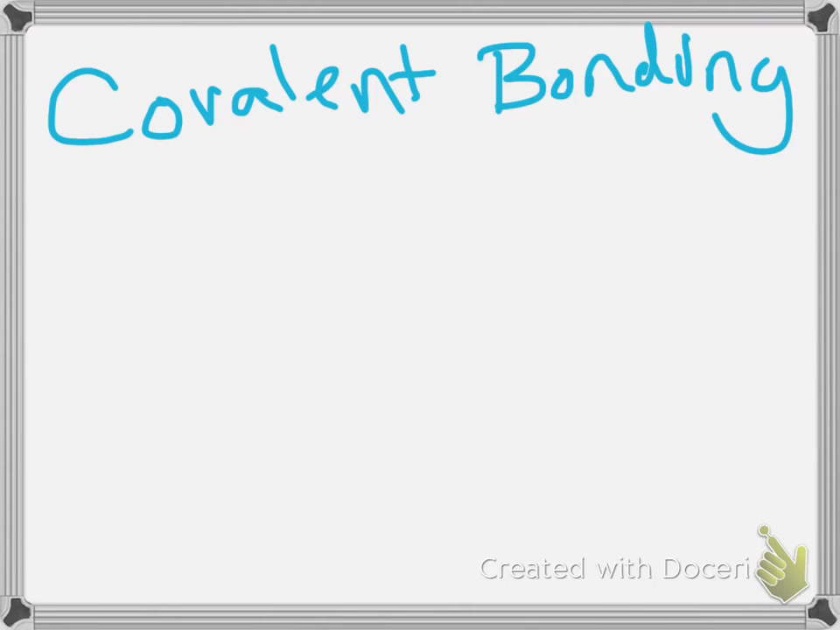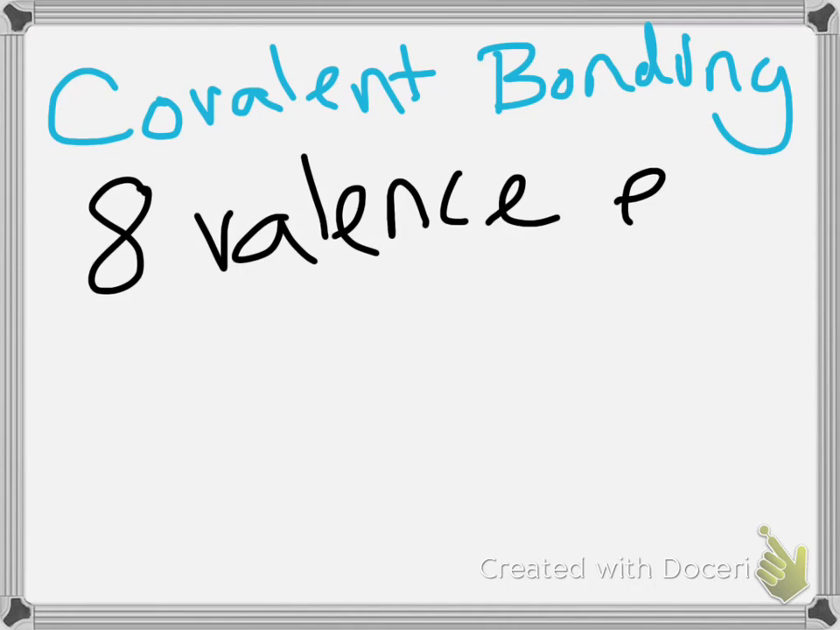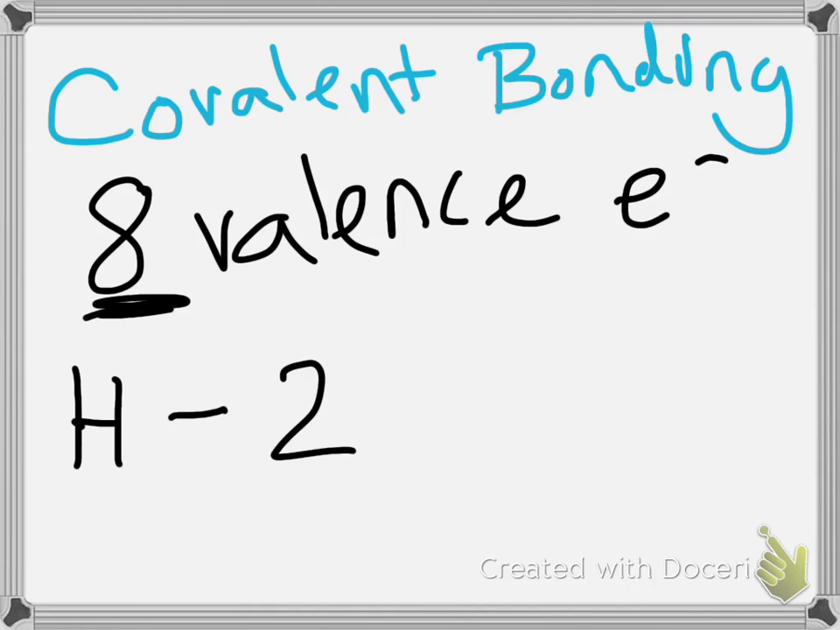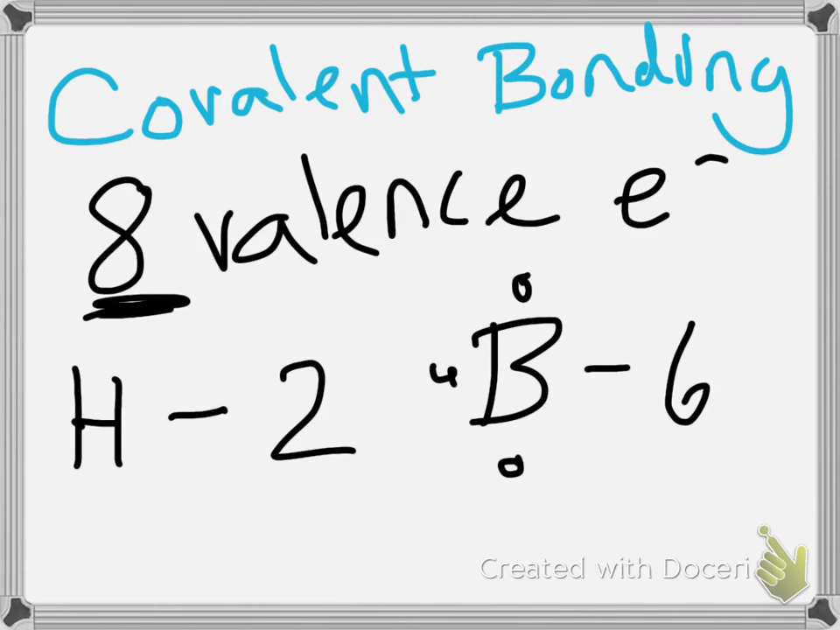So this is a reminder. All atoms want 8 valence electrons. So they want to gain enough electrons to have 8 surrounding it. However, there are 2 exceptions. Hydrogen only wants 2, and that's because it's in the first shell, and only 2 electrons can go in the first shell. And boron wants 6. And that's because boron only has 3 valence electrons, so it can only form 3 bonds, which would be a total of 6 electrons.